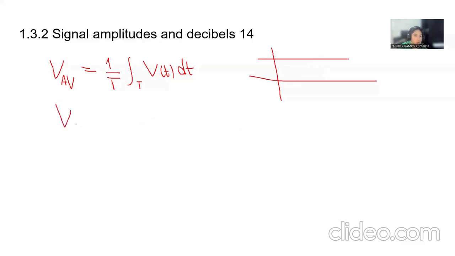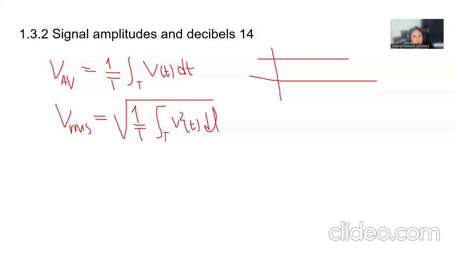Another important average is the root mean square. I don't know how to say it. Root mean square, I think. This is a different kind of formula, something like that. Also, we have to integrate, but we integrate the square of the signal.